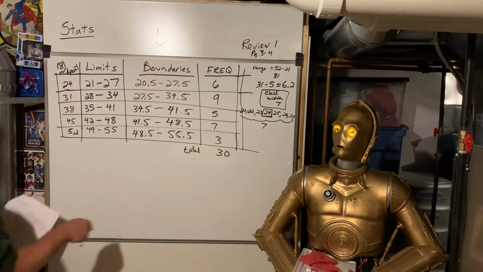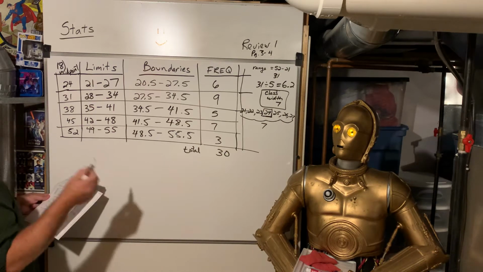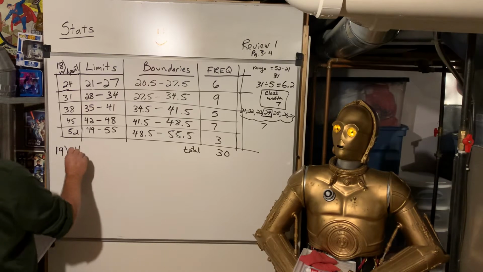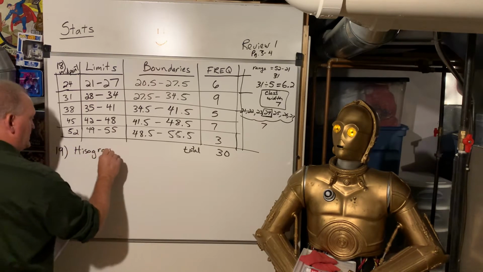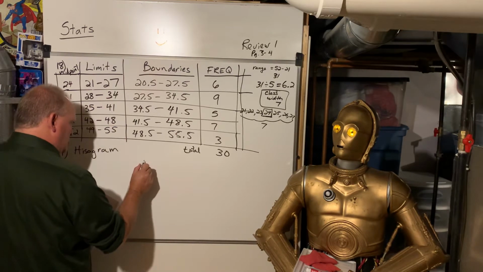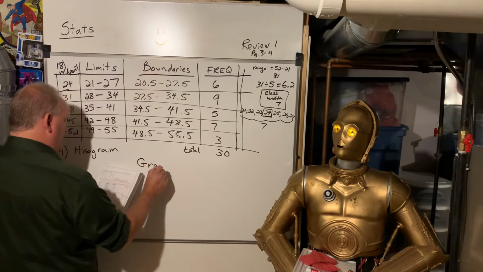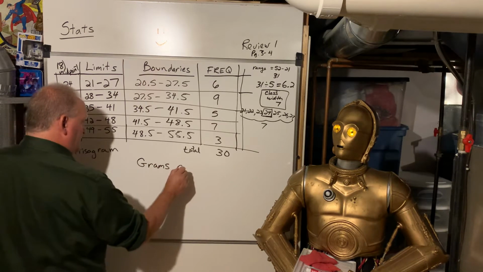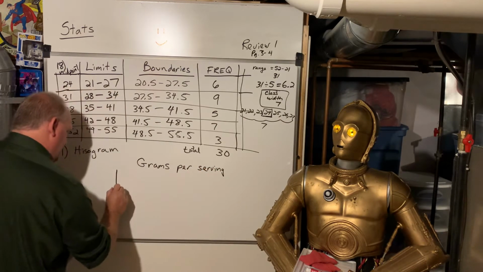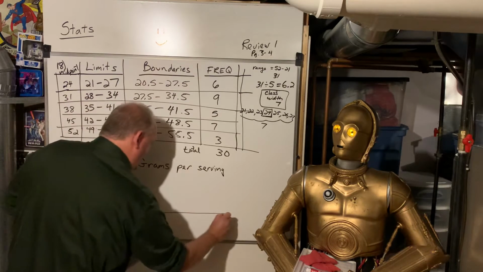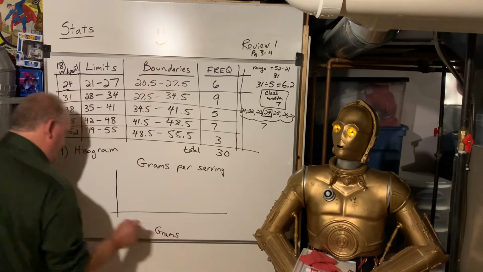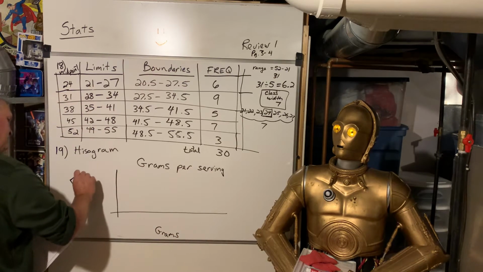So here, let's do the frequency histogram, number 19. So we're going to make a histogram. You're going to do this on scrap paper for me and send it. First, make sure you put a title on it. We're going to call it grams per serving. So that's the title. Next, we're going to make sure to put the labels down first. It's grams going across the bottom, frequency going up the side.